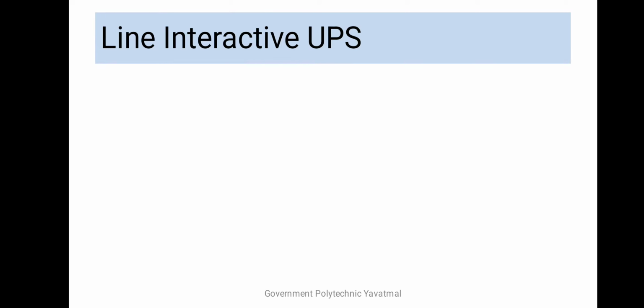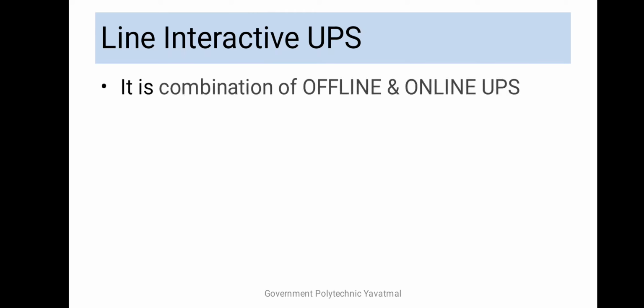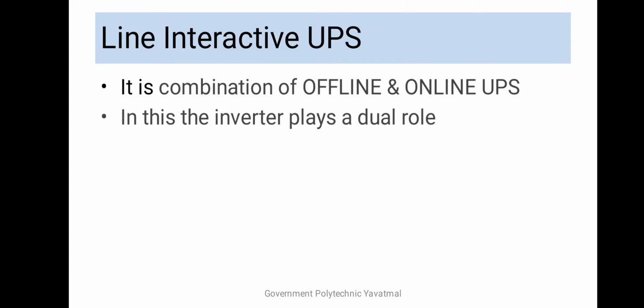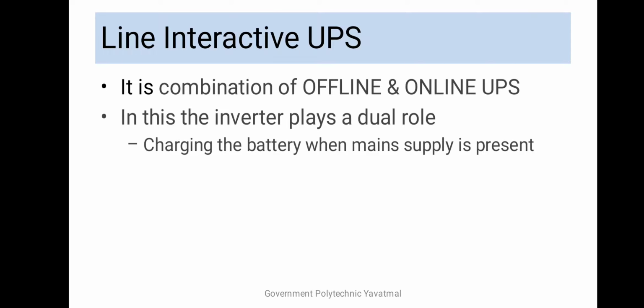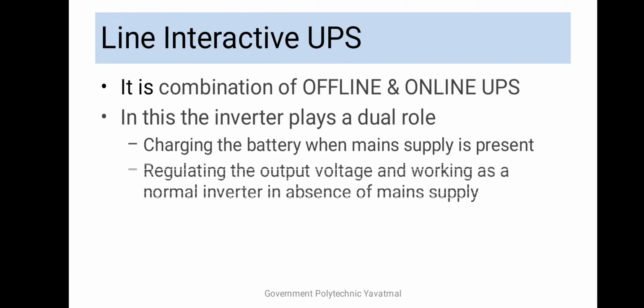Line interactive UPS. It is a combination of offline and online UPS. In this UPS, the inverter plays a dual role. First one, charging the battery when main supply is present, and second one, regulating the output voltage and working as a normal inverter in the absence of main supply.